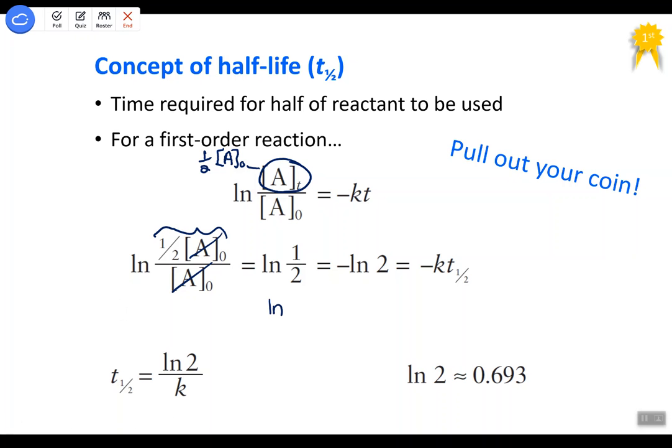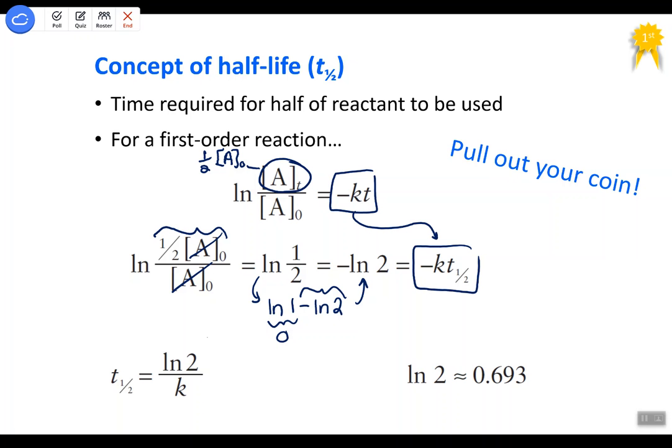Well, ln of a fraction, we can take ln of the numerator minus ln of the denominator. That's another way of writing this. Ln 1 is 0. So we're left with negative ln 2, and this is equal to negative kt. We can rearrange this. The half-life, the time for half of those reactants to react, is ln 2 over k. So like 0.693 over the specific rate constant k. Just a nice little short, handy form.